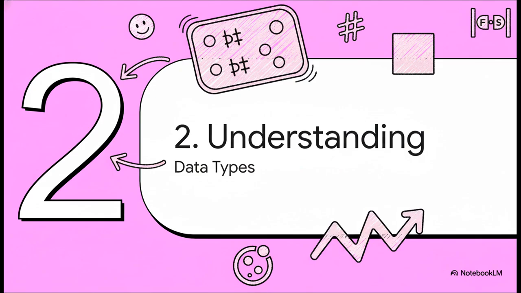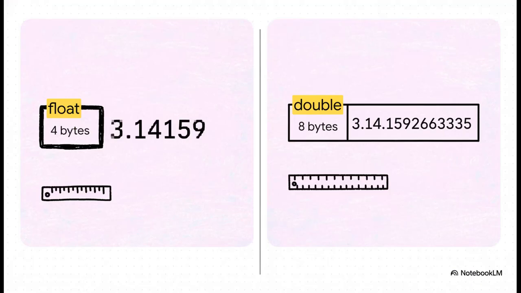Okay, so we know how to name our variables, but what kind of stuff can they actually hold? Well, that leads us right into our next section, data types. You'll run into this a lot. Float versus double. They both store a decimal number, so what's the big deal? Well, the key is precision. The easiest way to think about it is that a float is like a standard definition picture, while a double is like the high-res 4K version. It gives you way more detail, but it does take up more memory.